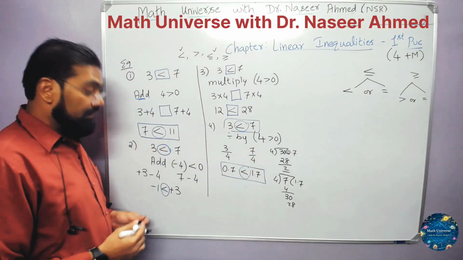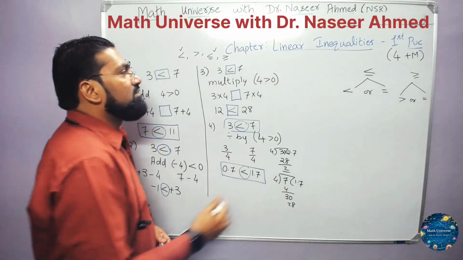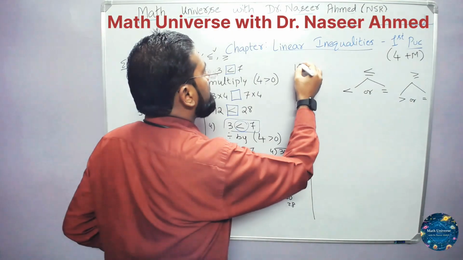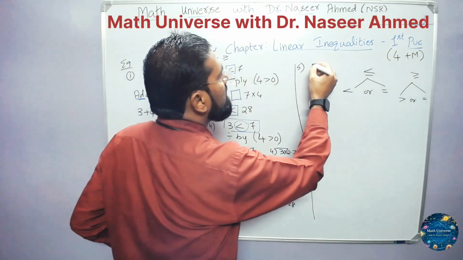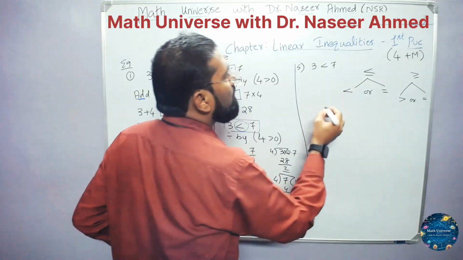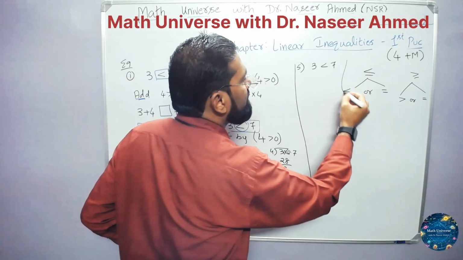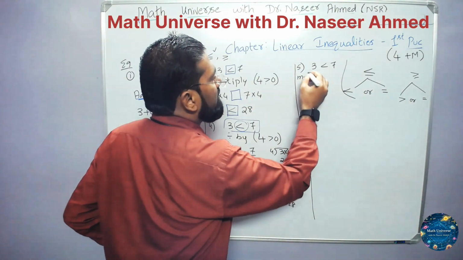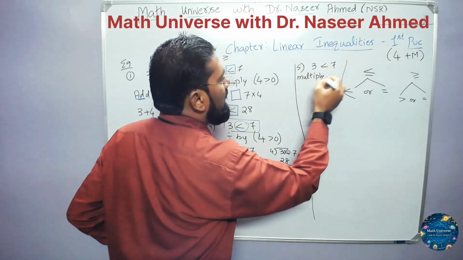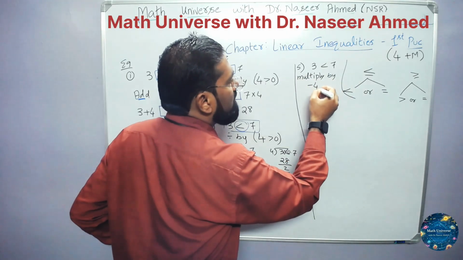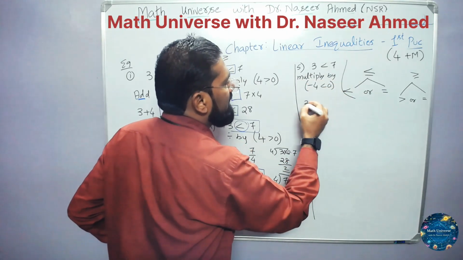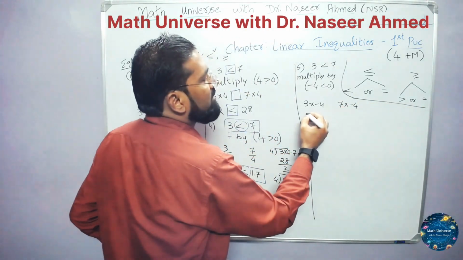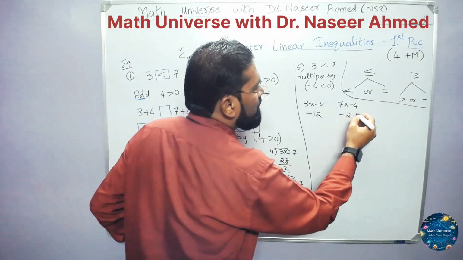Sir, what about multiplying by a negative? See carefully. Fifth point. Same number, and now I want to multiply by a negative number. So again, multiply by minus 4. If I multiply by minus 4, which is negative, on either side, 3 into minus 4, 7 into minus 4, 3 into minus 4 is minus 12, and this will be 7 into 4 is 28, minus 28.